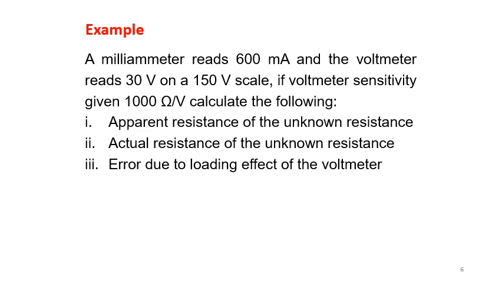Another example, similar to the previous example: a multimeter reads 600 milliampere and a voltmeter reads 30 volt on the 150 volt scale. If the voltmeter sensitivity is 1 kilo ohm per volt, calculate the following: apparent resistance, then actual resistance, and the error due to loading, due to Rv, if you remember from the previous question.